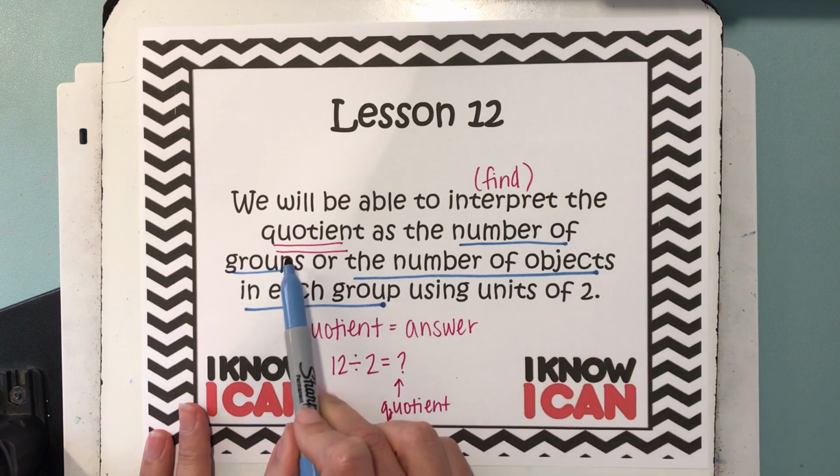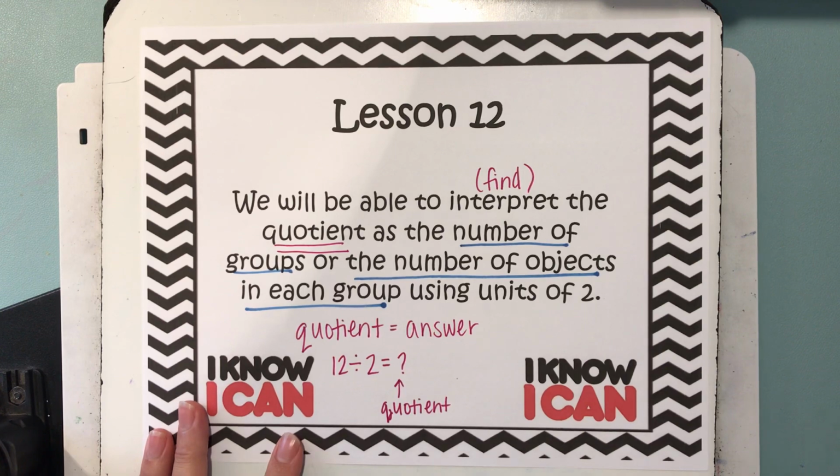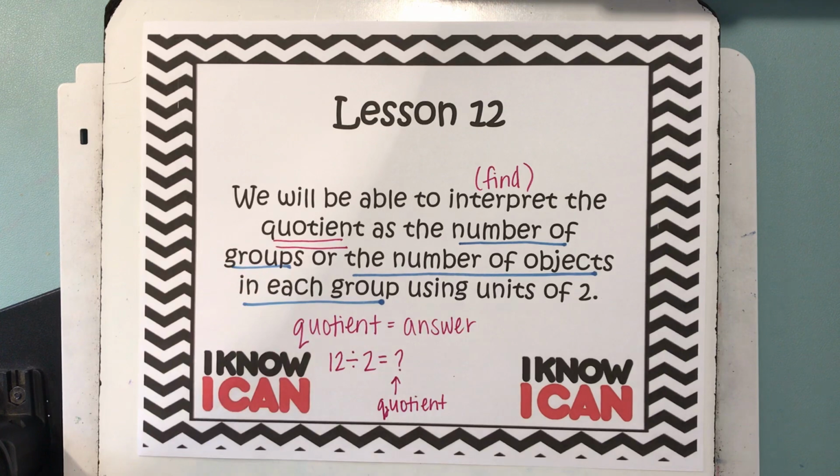Now there's this word quotient in our objective. What does that mean? That's kind of a big word, right? Well, quotient just means answer. That's all that means. So if we have a division problem set up, 12 divided by 2 equals blank, we don't know what it is yet. Well, that's the quotient. So don't let that get you hung up. Just remember, quotient means that that is the answer to a division problem.